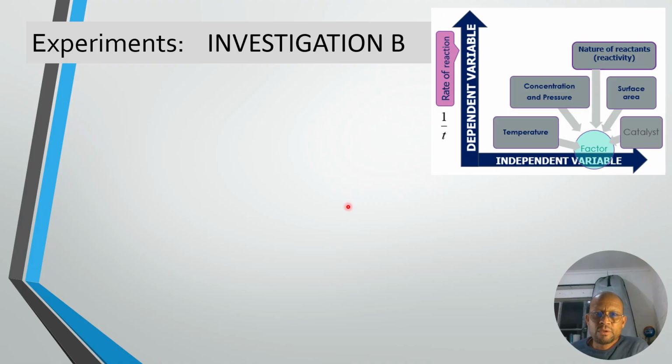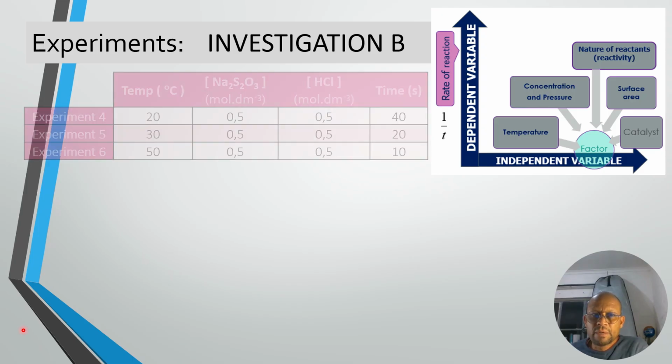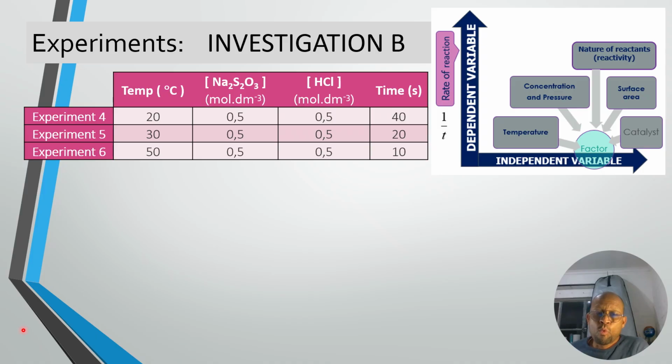Okay, let's look at another experiment, and this is investigation B. And here we're going to see another table. Once again, we're going to read the table from the top to the bottom and make sure that you take note what happens. Here I can see that the values for temperature have increased, and then the concentration of sodium thiosulfate remains the same, and the concentration of the HCl remains the same, but the time here has decreased, which means the rate of the reaction has increased.